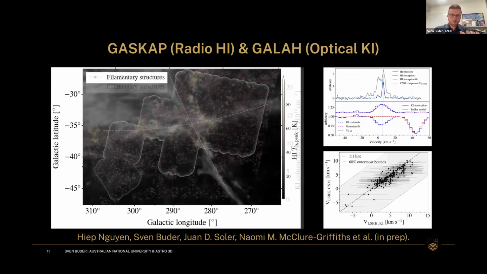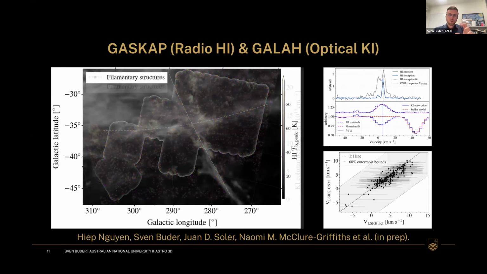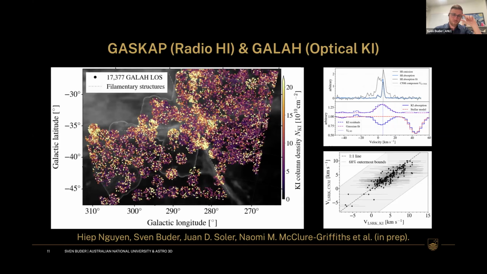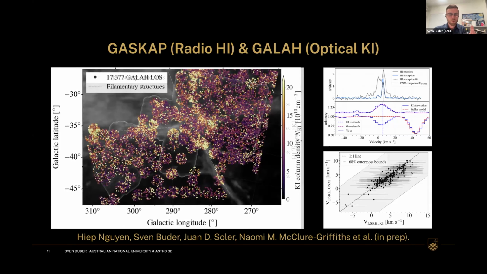And I'm going to just briefly show you. Yellow here means there's more interstellar potassium that we see in the optical. And remember, in the background, we have the radio. So if I'm just going back and forth, we're comparing the amount of interstellar potassium with the cold neutral medium.